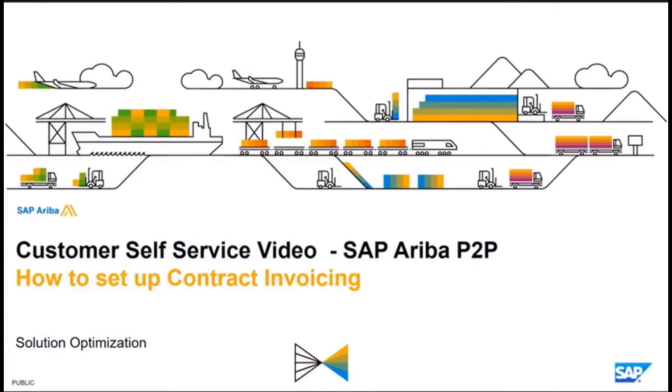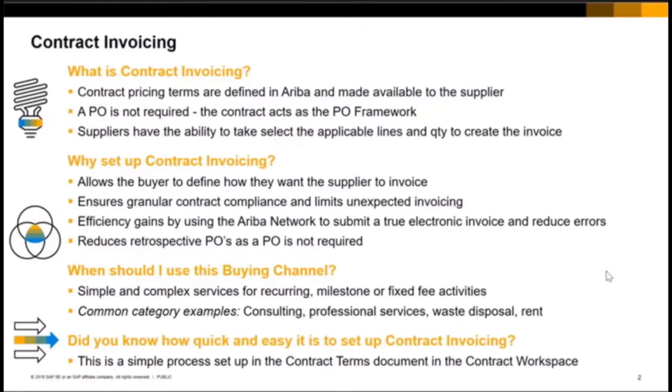Today we're going to talk about how to set up a contract invoice for a supplier. So what is contract invoicing? Contract invoicing is a method of creating a contract for a supplier where you do not require a PO for the supplier to actually invoice the customer.